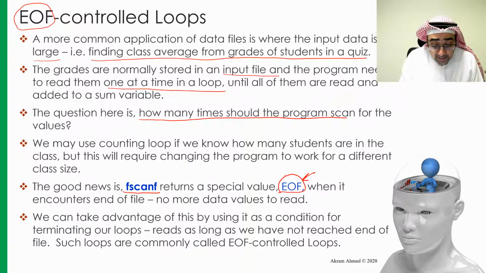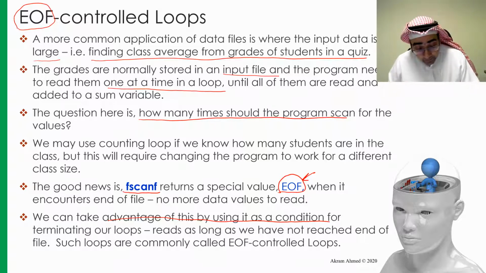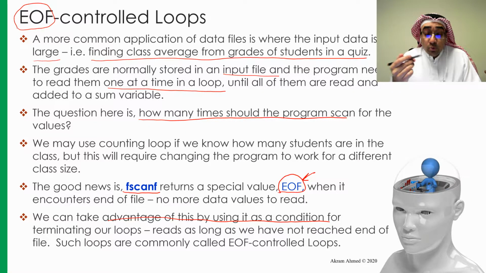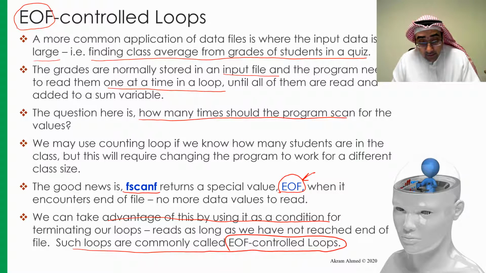We can take advantage of this by using it as a condition. We can put this as a condition into our loop, and then we keep on reading from the file until we can detect the end of file, and then stop and do the calculation. Such loops are commonly called end of file controlled loops. So this is what you are going to be learning next.